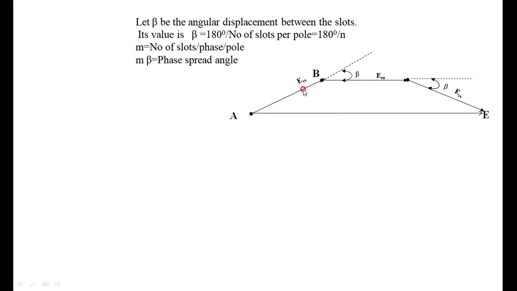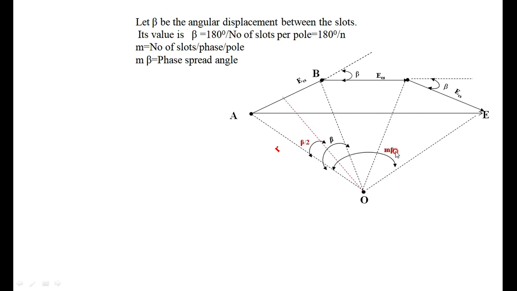It is because of the distributed winding. Then from the center O, I am joining all these vectors, that is A, B each, m number of vectors, and I am assigning AO as R for calculating the distribution factor. Then we know that the angle between adjacent slots is beta. Here it is also beta, and such m number of vectors are added, therefore the total angle subtended here is m beta.